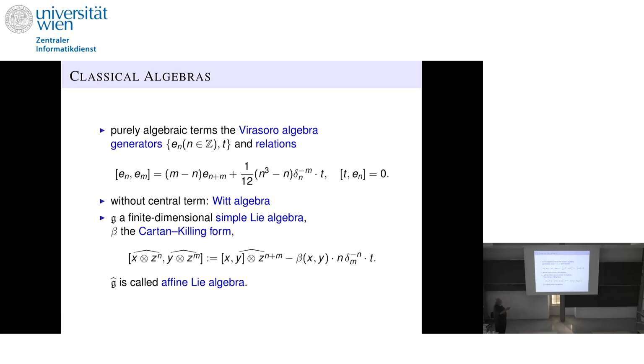Now, starting from the Witt algebra, we can also consider the affine Lie algebras. We have a finite-dimensional simple Lie algebra with a certain Cartan-Killing form, and we introduce this algebraic relation. Without a central term, this would just be the current algebra, and here we have this additional central term. Okay, good. Just to remind you about the classical algebras, they will show up now for higher genus.